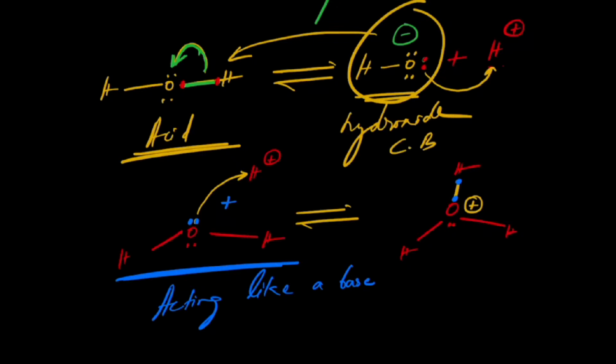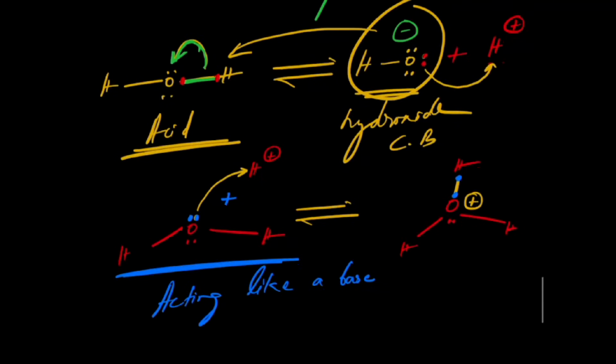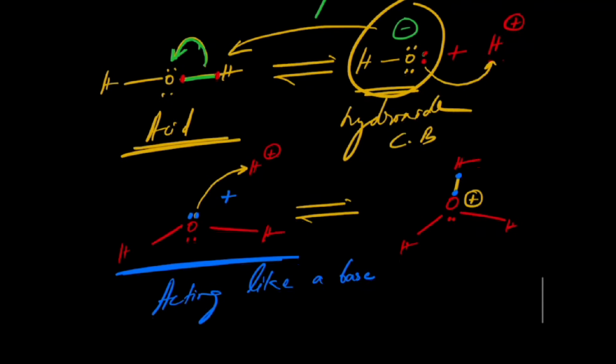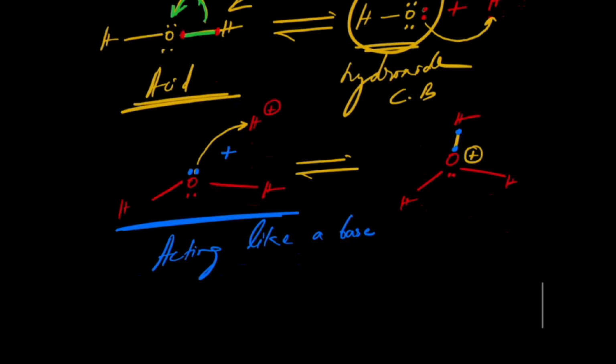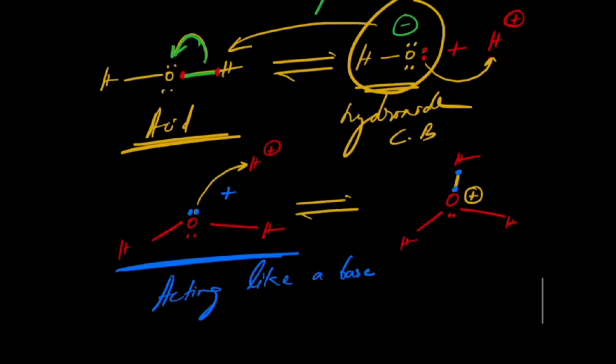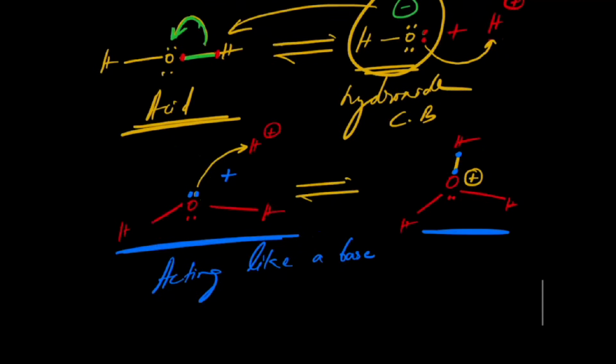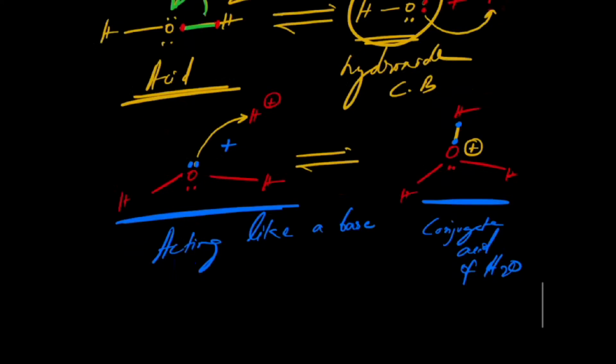That means water can act like an acid as well as a base. So that's why water is so important. Water can act like an acid, and water can act like a base because it can accept a proton and become hydronium. And what is this? This is the conjugate acid of water. Conjugate acid of water. Okay, that means water has what?